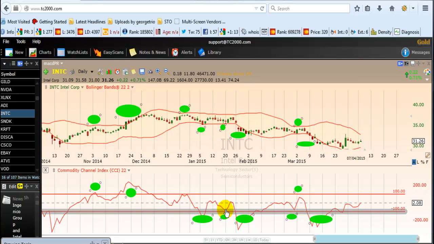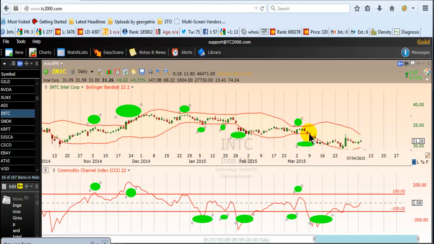Here again, the same thing is happening. The commodity channel is tagging the minus 100 level, and the price is also tagging the lower bound of the Bollinger Band 22. Here, the commodity channel dipped below the level of minus 100, and the price also dipped below the lower bound of the Bollinger Band 22, volatility 2.